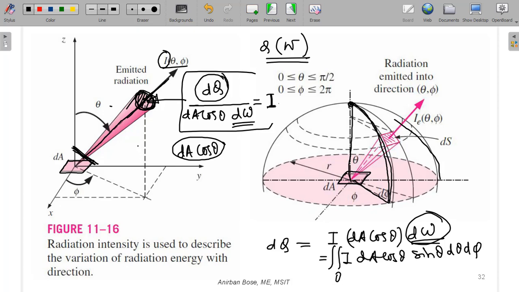So for theta, it is 0 to pi by 2, and for phi, it is 0 to 2 pi. So within this window, if you do this integration, you will be able to find out the total energy. That means you can find out the total energy that is coming out in all directions in the whole hemisphere from that surface dA.